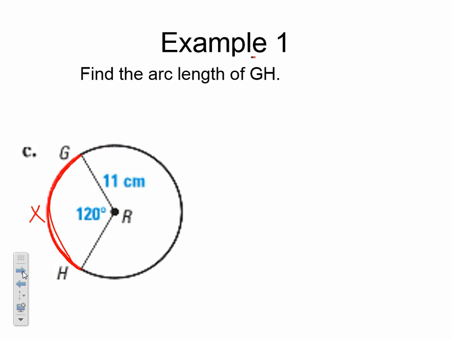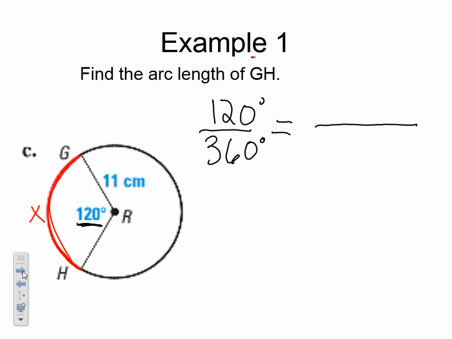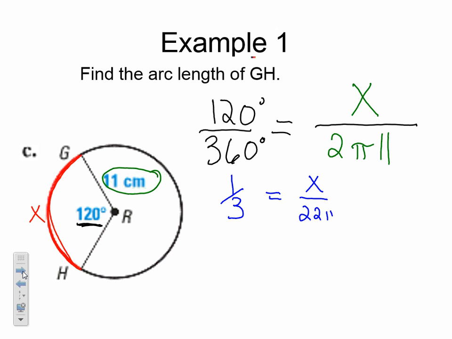So we're going to go ahead and set up our formula. We're going to have 2 fractions. We know we can put 360 here. If we look, we know our degrees right here is 120, so that's just going to go up here. We're looking for our arc length, so this is where we're going to put our x. Our circumference is 2 pi, and our radius right here is 11. Now I'm going to simplify this before I move on. So 120 over 360 simplifies to 1/3 equals x over 22 pi.